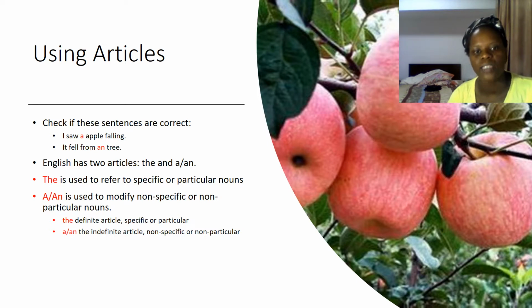So a is used to modify consonant sounding words such as tree, box, cake, and what else? Mouse. What other words can be modified using a? Yes, a shirt. What else? A house. Very good.